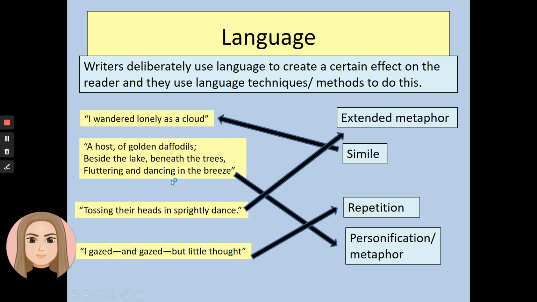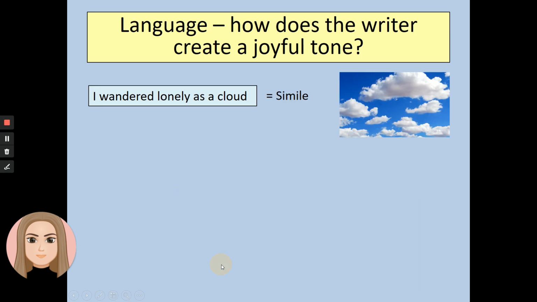Also with this quotation, you can talk about the personification, the fact that dancing is thought of as quite an exciting or energetic movement, often associated with happiness and joy. Okay, so you can pick out individual words, just like I picked out cloud in this quotation, in any of these quotations.